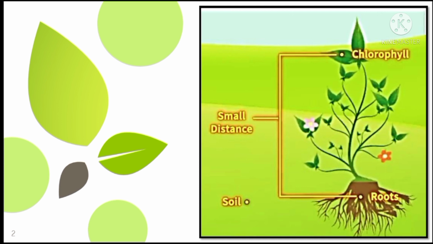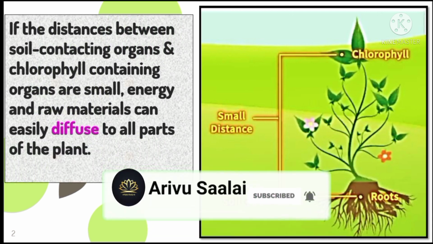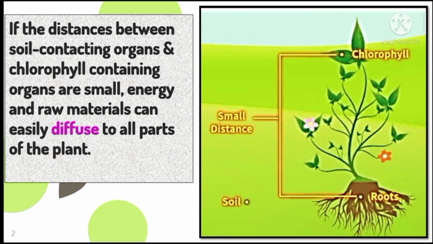So, have you ever wondered how the food prepared in the leaves and water from the soil are transported? Yes. If the distances between the soil contacting organs, that is the roots, and chlorophyll containing organs, that is the leaves, are small, energy and raw materials can easily diffuse to all parts of the plant. Yes, through the process of simple diffusion, which is simply the movement of particles from higher concentration to lower concentration, and hence the energy and raw materials are transported throughout the plant body.